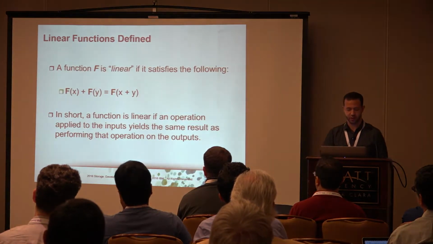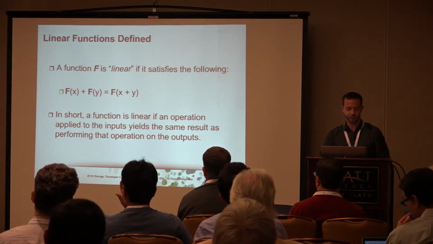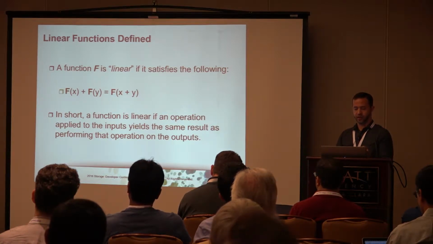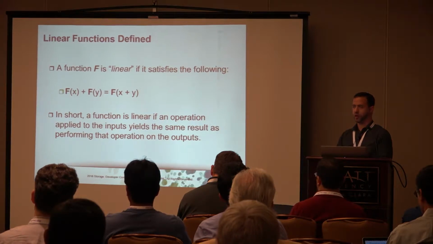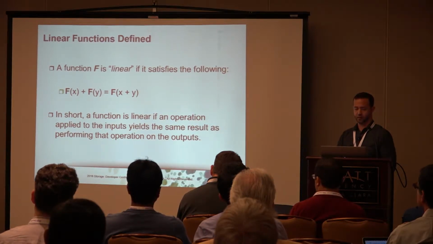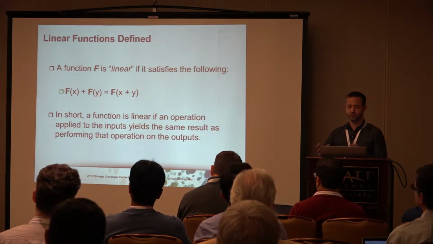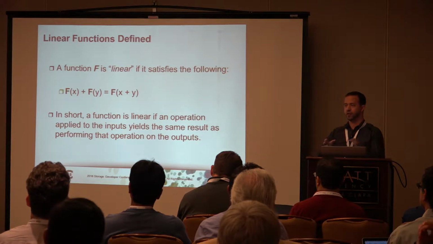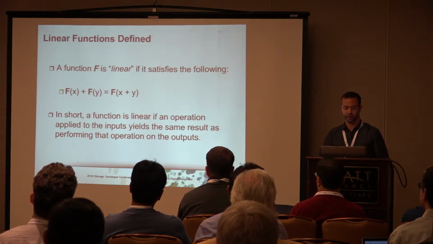A function is linear if it satisfies the following relation. We have this function f. If it so happens that f(x) plus f(y) equals f(x plus y), then we can say f is linear. In short, if you apply some operation to the inputs of the function, and you get the same result as if you apply that same operation to the output of the function, then you have a linear function.